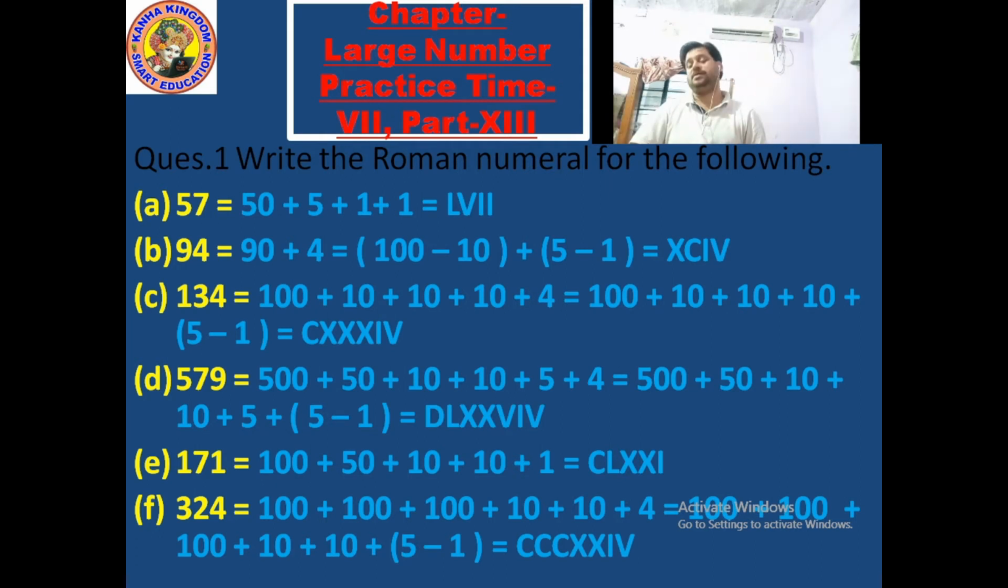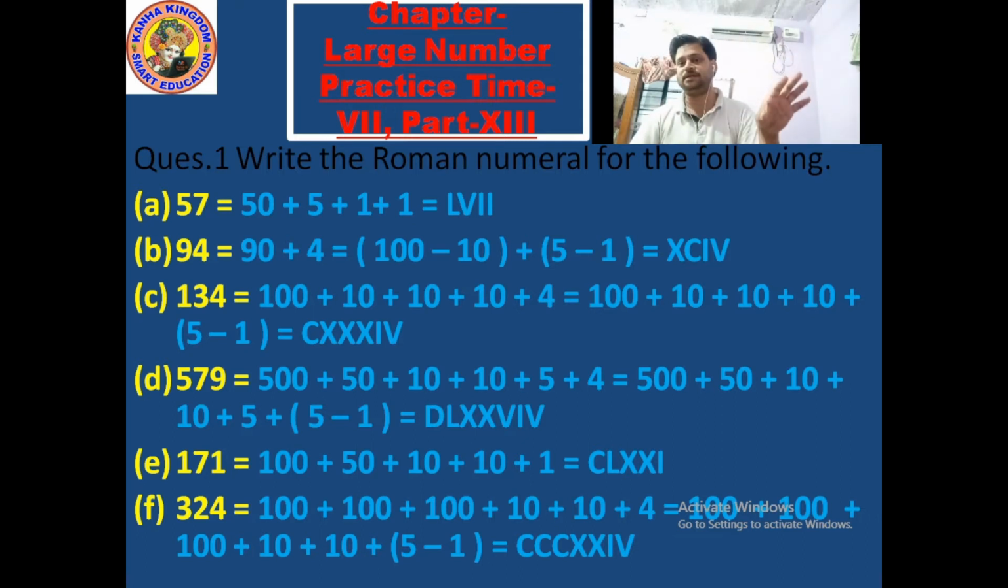Now E part of this question. E part is 171. So here again you split the number. How? 171. So again use 7 basic letters. 7 basic letters is 100. So first write down 100. Then again 70. How we can write 70? 50 plus 10 plus 10 and plus 1.